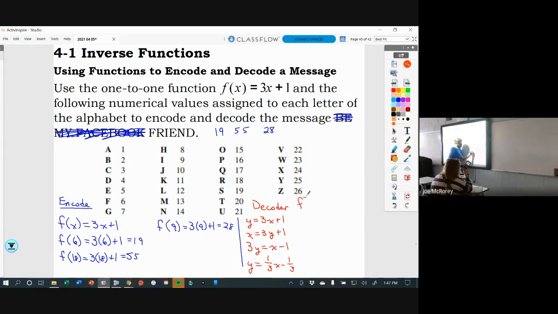So f inverse of 19 is 1/3 of 19 minus 1/3. And what do you get? 19/3 minus 1/3. 19/3 minus 1. You get 18/3. 18/3 is 6. Why did I even have to think about that? I already knew it was 6. Okay, so he got 6, and 6 is F.